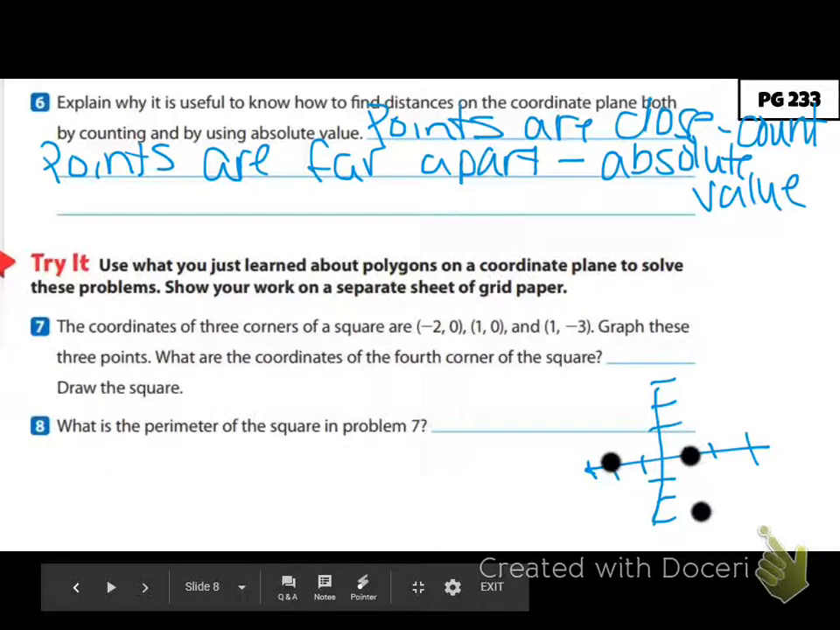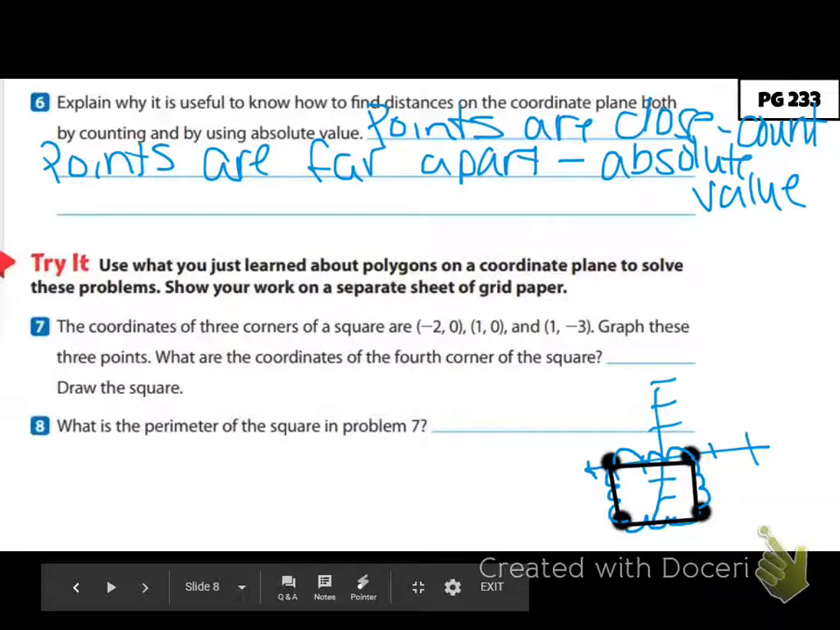Okay, number 7 says the coordinates of 3 corners of a square are -2, 0, 1, 0, and 1, -3. Graph these 3 points. I've done that down at the bottom. Not perfect, but it looks all right. What are the coordinates of the 4th corner of the square? And then draw the square. So basically you're just going to draw your lines out, or we can count. So if I count, I can see I have 1, 2, 3 from here to here, which means that I would go 1, 2, 3, and my point would have to go here. And then I need to make sure that I have 1, 2, 3 here, and 1, 2, 3 there. So here would be my square. And like I said, not perfectly drawn, so it's not exact, but close enough.